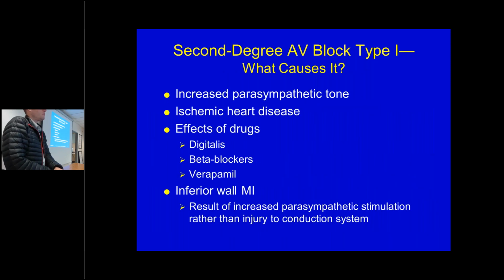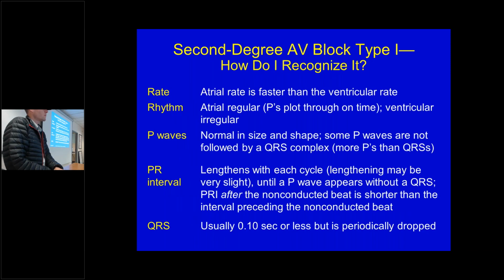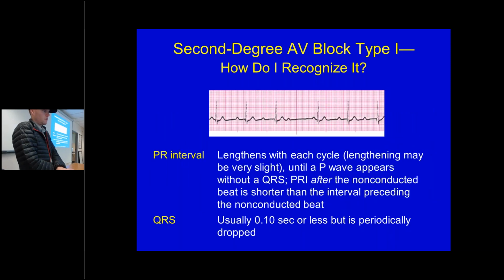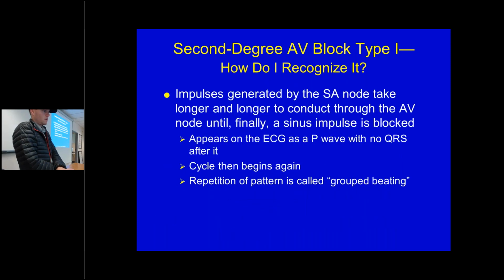Real quick, it said that repetition of the pattern is supposed to be creating, but this is going to be something that continues to happen until the block is pushed, right? Let's see, where's that? It was a couple slides. Oh, the grouped beating. Yeah. Let's see, what are we talking about? Here we go.